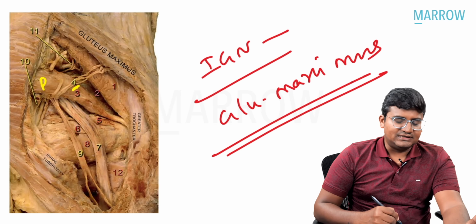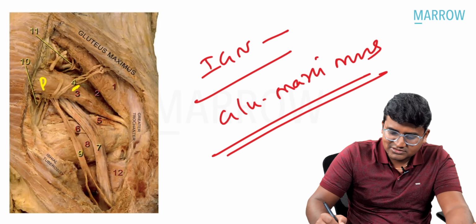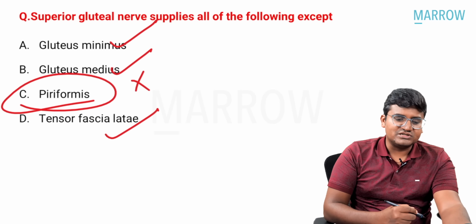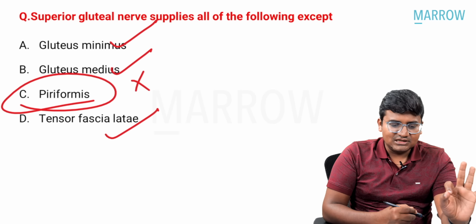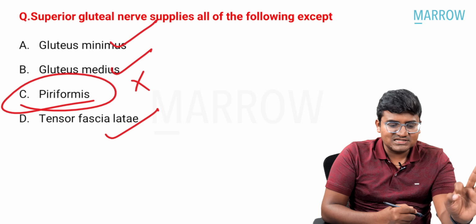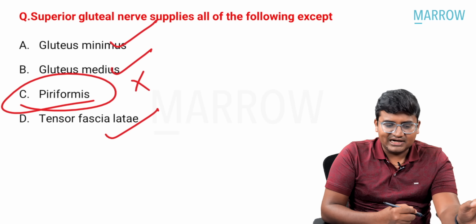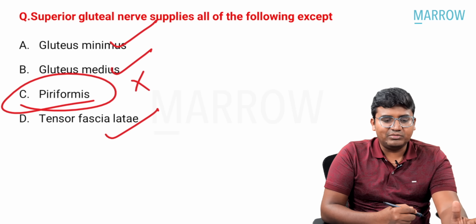Okay, right. So now the answer for this question is piriformis. It is not supplied by our superior gluteal nerve. The superior gluteal nerve supplies 3 muscles: gluteus medius, minimus and tensor fasciae latae. Piriformis is not supplied by our superior gluteal nerve. So these are the questions we got in the INI-CET exam, the May 2022 INI-CET exam.